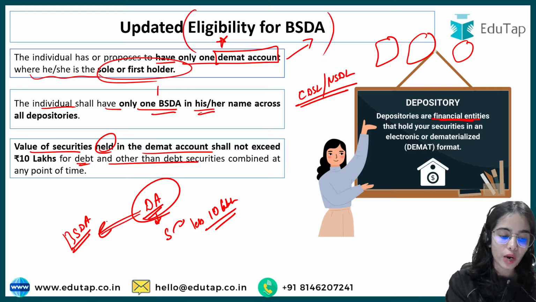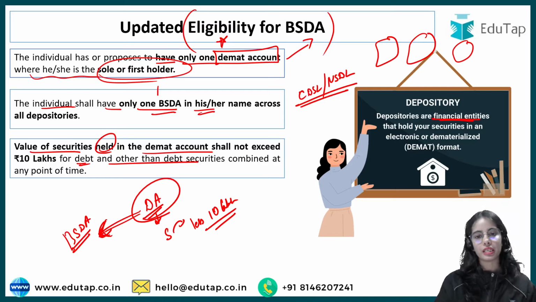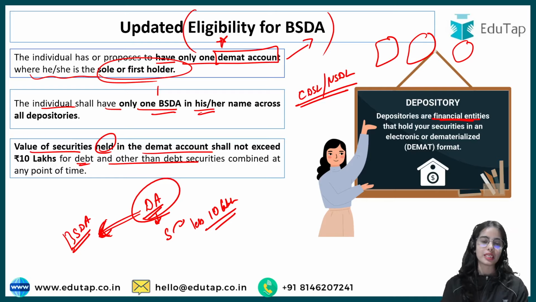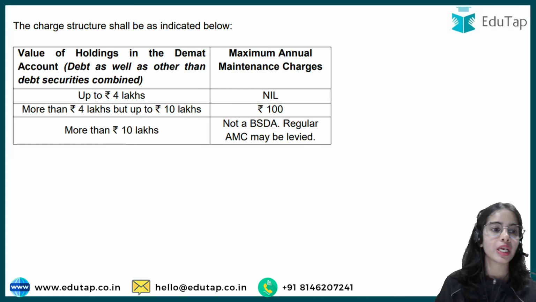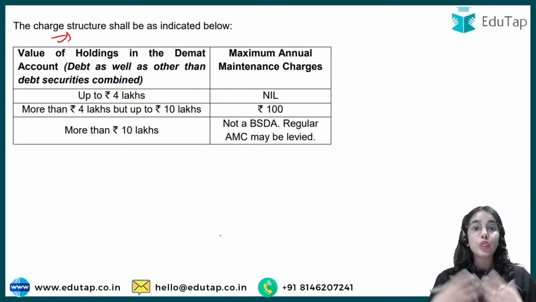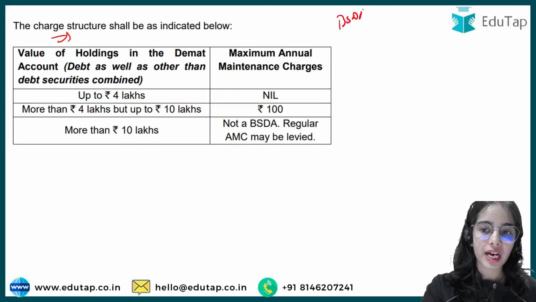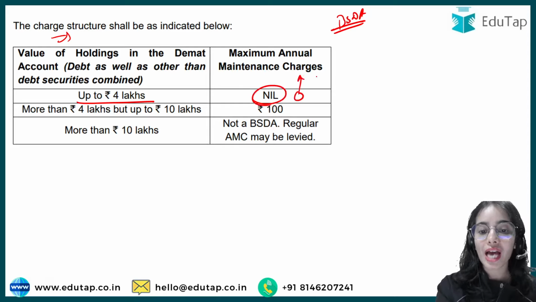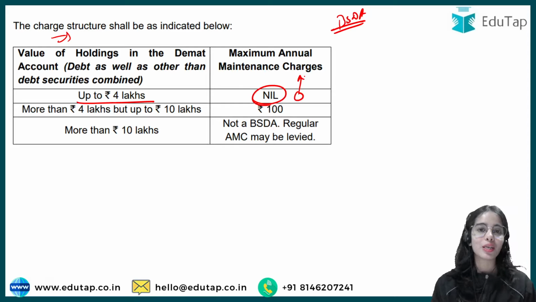So your demat account will be considered BSDA, that is Basic Services Demat Account, if you are following these eligibility criteria. Okay. So the charge structure, you can understand why it is very lucrative to have a basic services demat account. If you are having securities worth up to rupees 4 lakh, you will have to pay 0 annual maintenance charges to the depository participants.